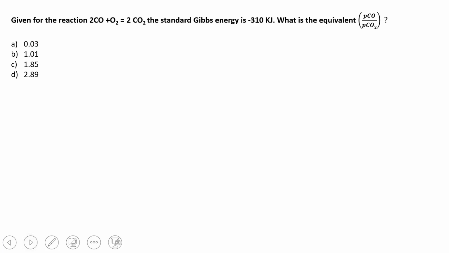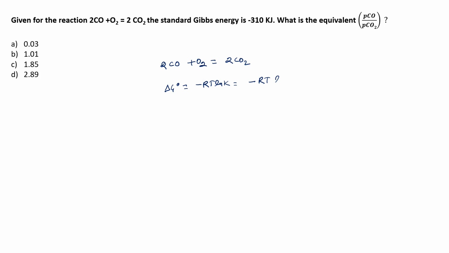Now see the next question. Given for the reaction 2CO plus O2 is equal to 2CO2, the standard Gibbs energy is minus 310 kilojoule. What is the equilibrium PCO by PCO2? This is also related to a similar question which we solved. So we can write 2CO plus O2 is equal to 2CO2, and delta G naught equal to minus RT ln K.